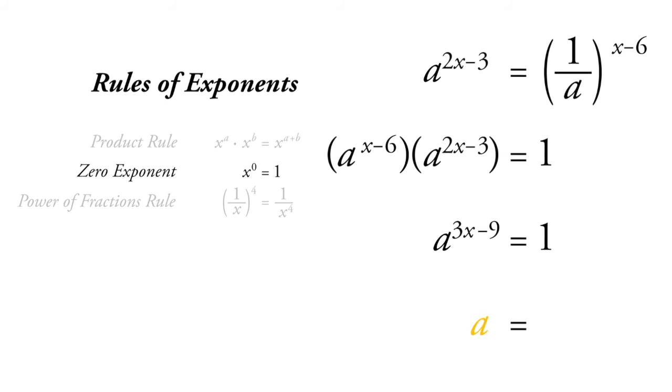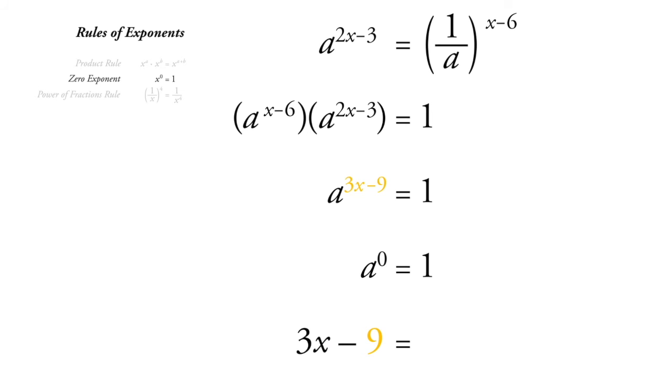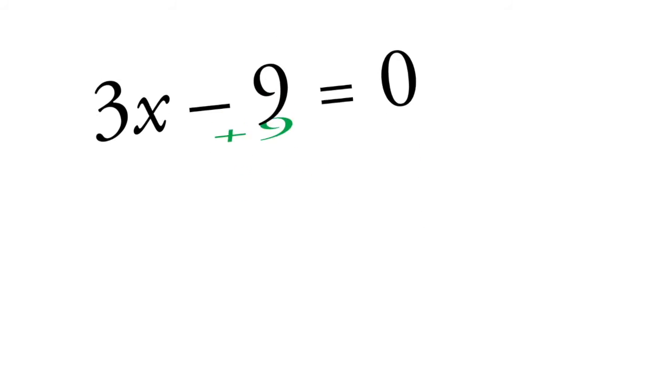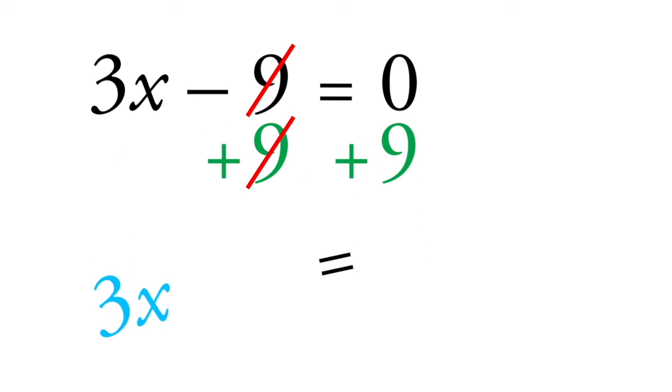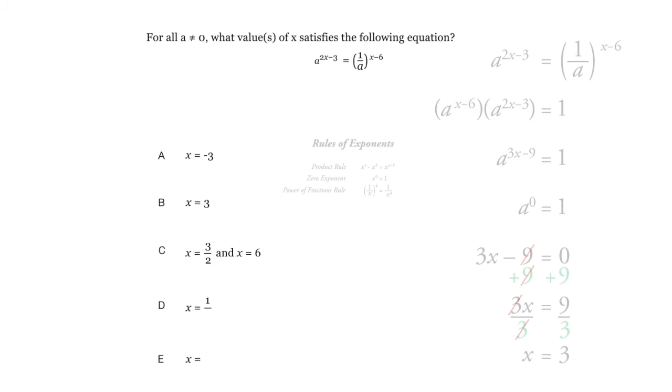Now because a to the 0th equals 1, then we know that this number here, the 0, is equal to 3x minus 9. So 3x minus 9 is equal to 0. Add 9 to both sides, we get 3x equals 9, and x equals 3. And that's one of our answers here, B, x equals 3.